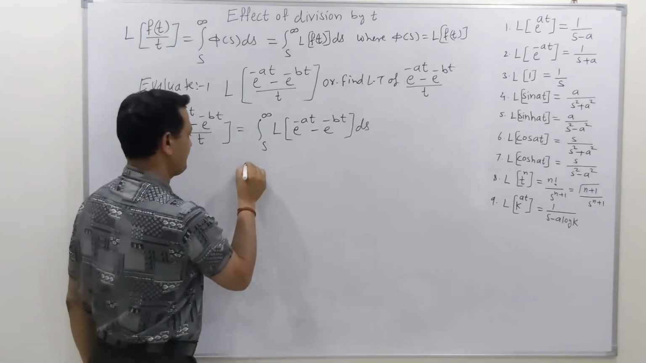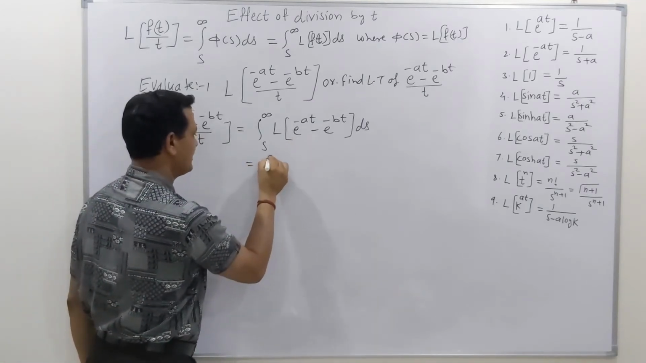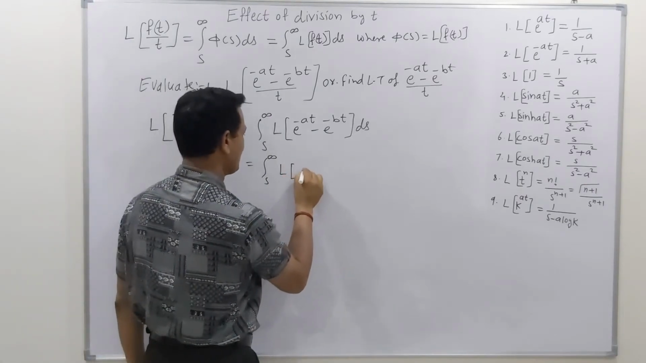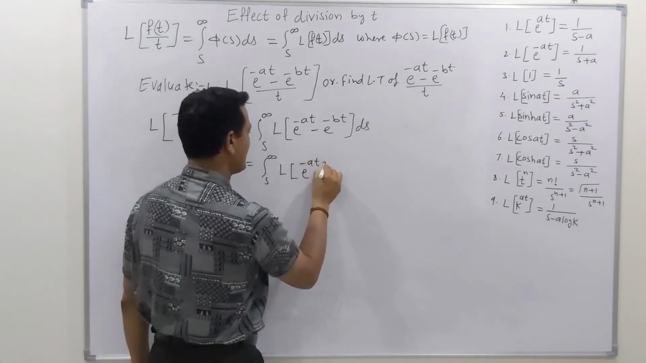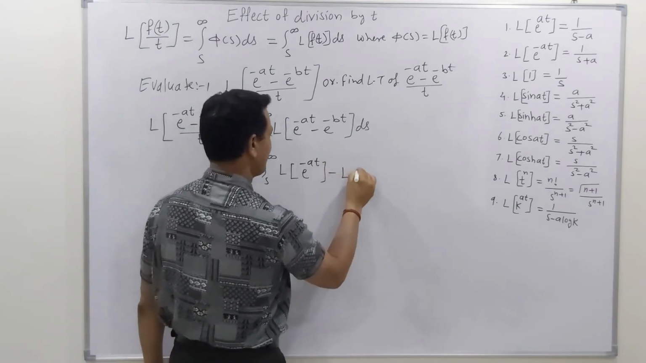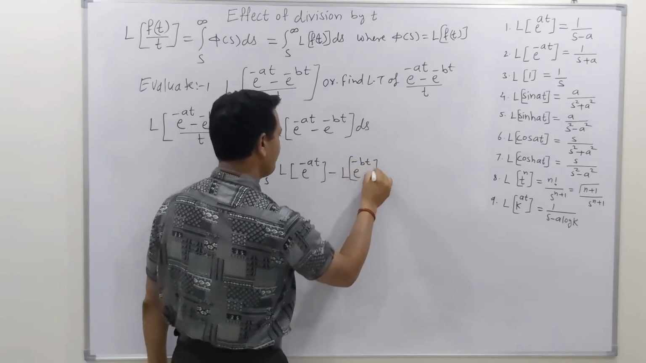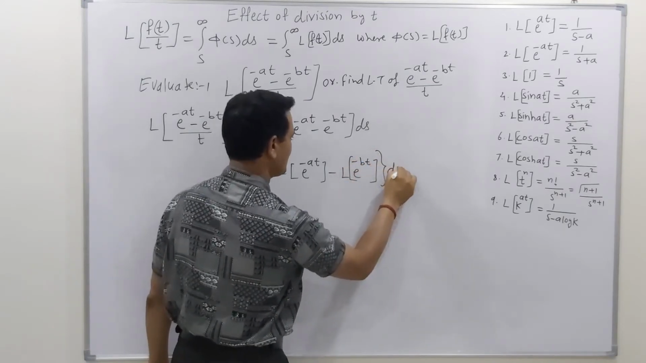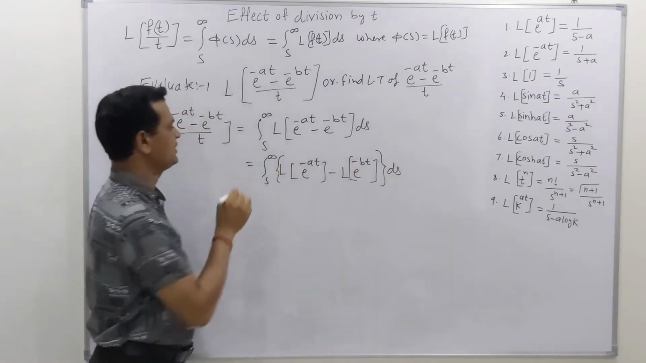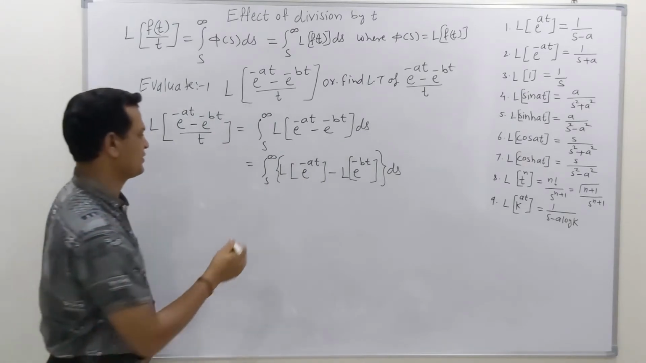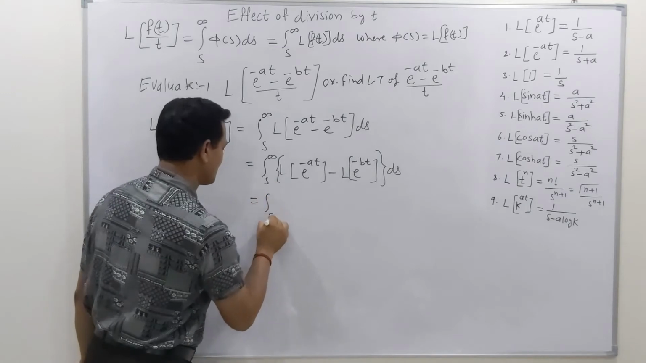Now according to the linearity property of the Laplace transformation, we can write this as Laplace transformation of e raised to minus at minus Laplace transformation of e raised to minus bt, into ds. So this is the step because of the linearity property of the Laplace transformation. Now just find out the Laplace transformation of this function.